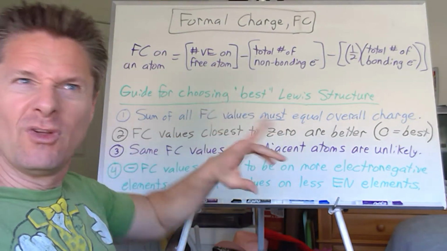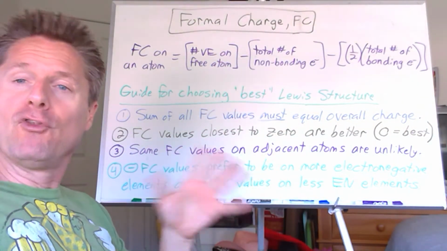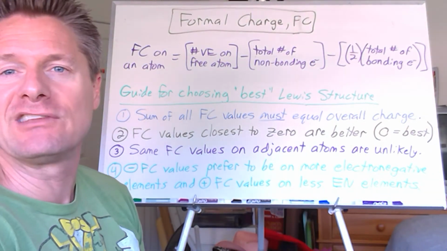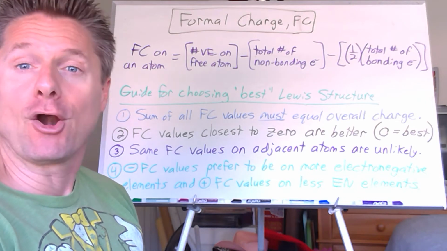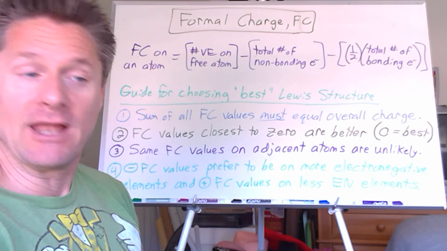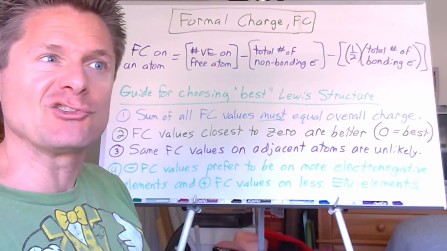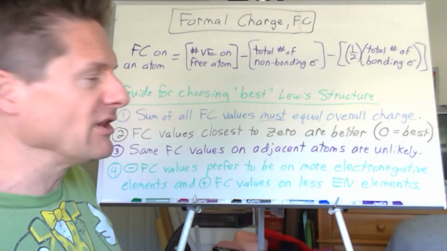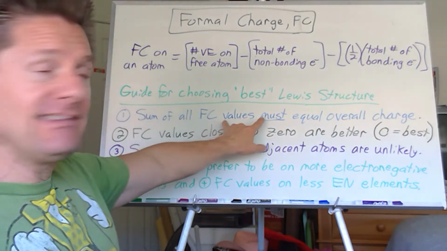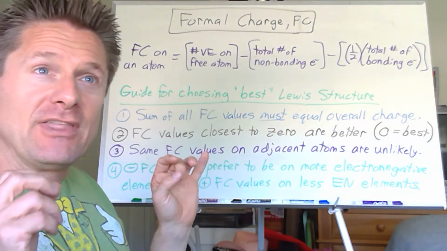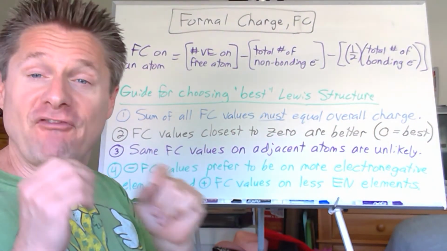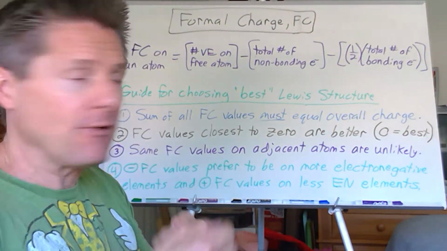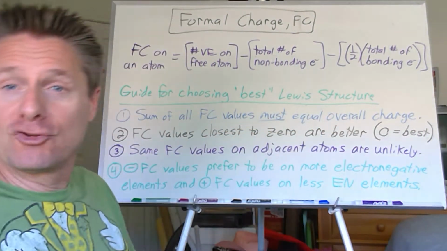So here are some rules or tips when you have multiple non-equivalent Lewis structures, or any Lewis structures, but we're mostly going to use this to discern which is better among a bunch of non-equivalent resonance structures, and which contributes more. That's mostly the use. So this is a rule for all of them. The sum of the formal charge values on every single atom in that Lewis structure, all together, has to equal the overall charge of that structure.